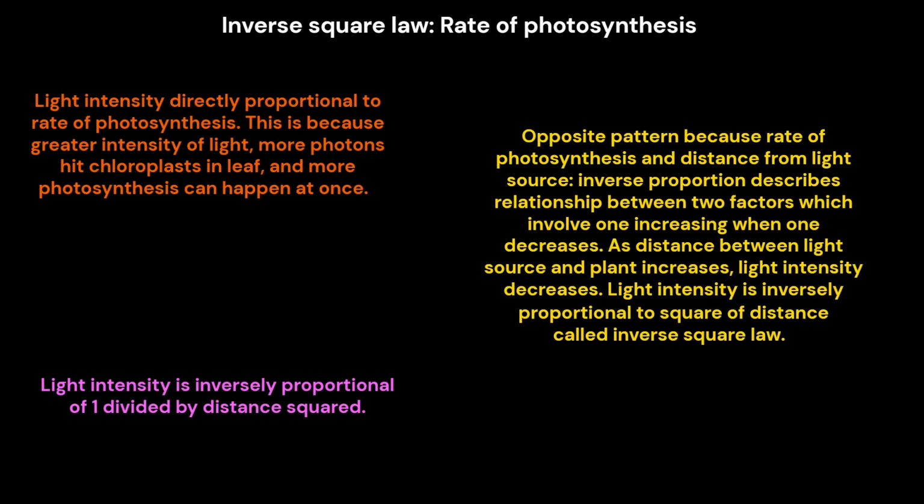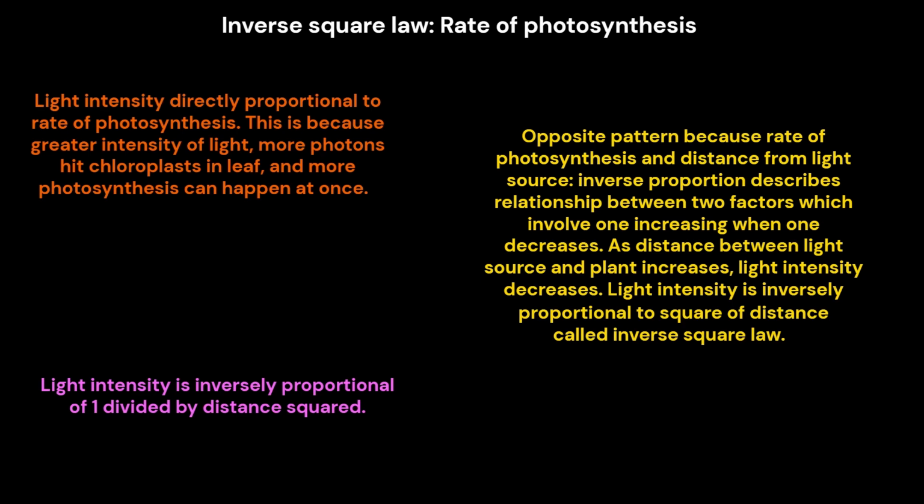Inverse square law. Rate of photosynthesis. Light intensity is directly proportional to the rate of photosynthesis. This is because with greater intensity of light, more photons hit chloroplasts in the leaf, and more photosynthesis can happen at once. There is the opposite pattern between the rate of photosynthesis and distance from the light source.